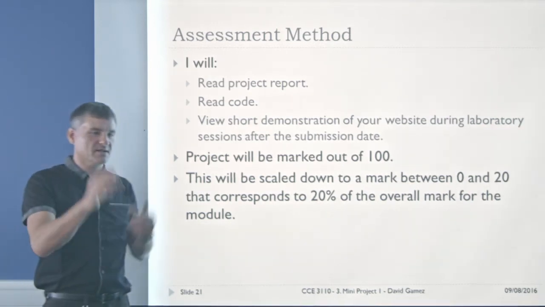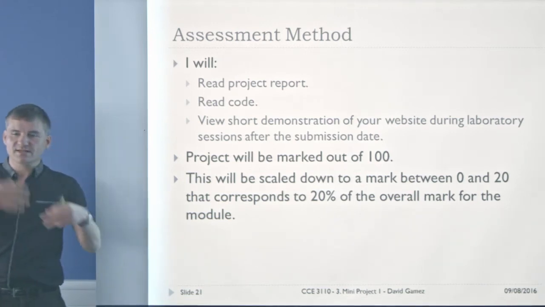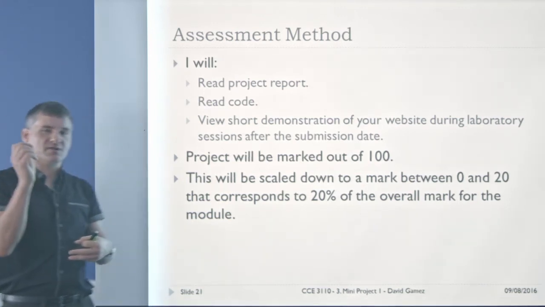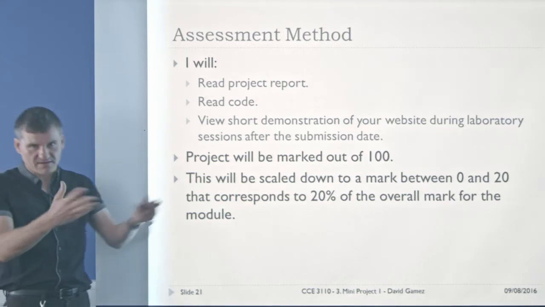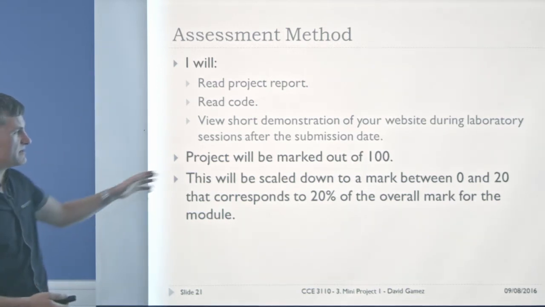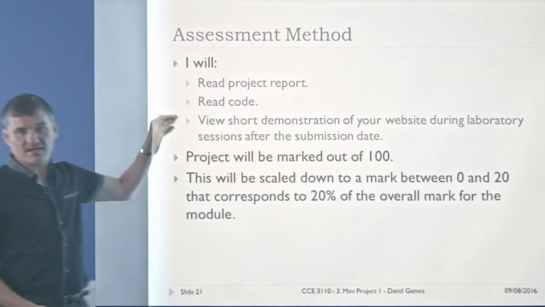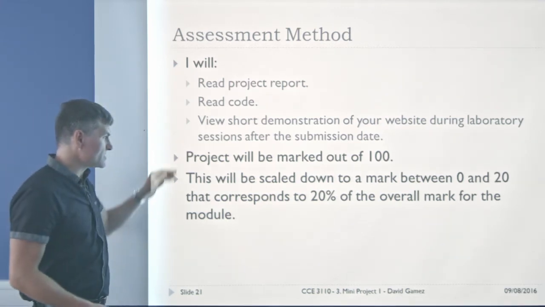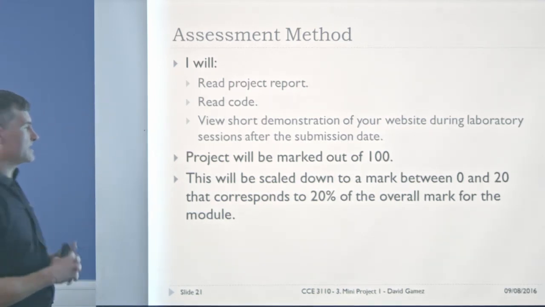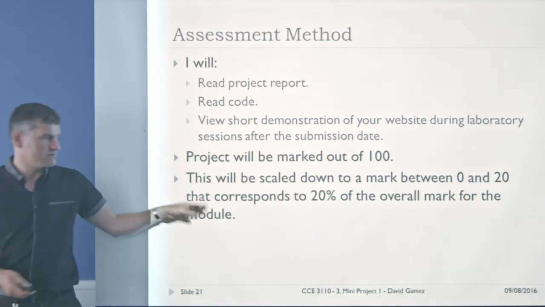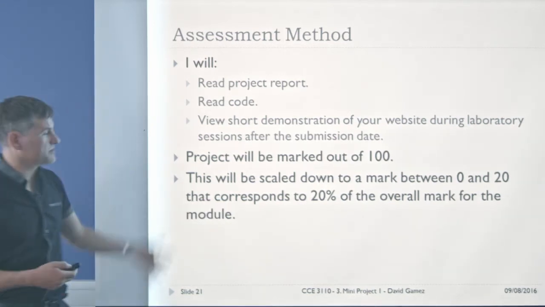I'm going to come around, I'm going to look at a short demonstration of your project, ask you questions about the code, make sure that you're the person who wrote that code and you haven't copied it off anyone or anything like that. So you better be sure during the Viva that you understand what you're demonstrating. I'm going to mark a project out of 100, scale it down to a mark between 0 and 20, and this is worth 20% of the course mark, the mark for this module.